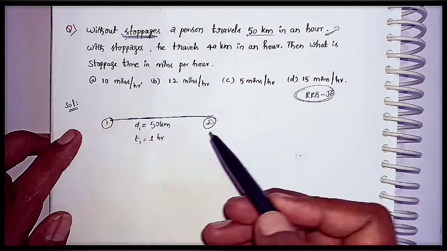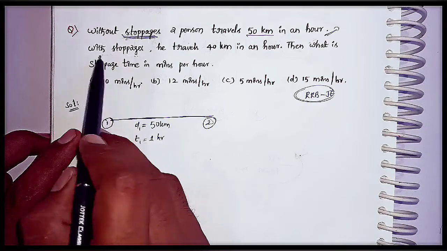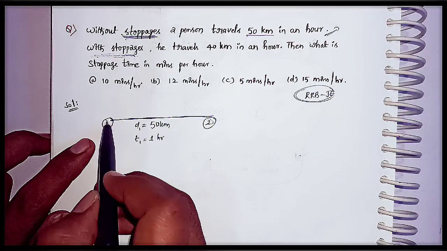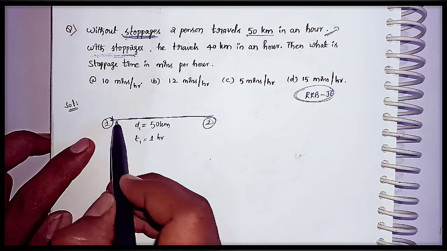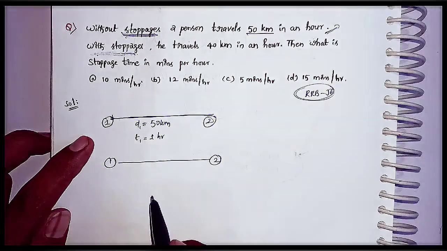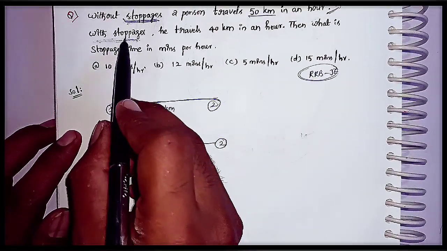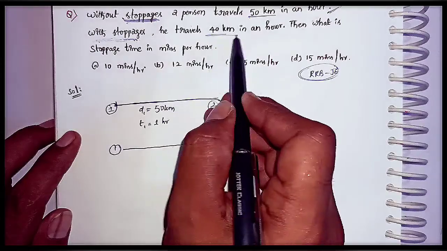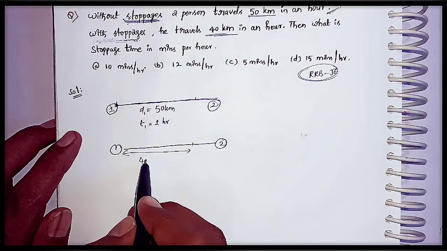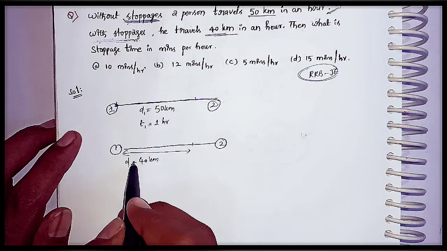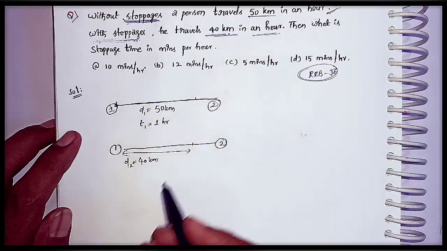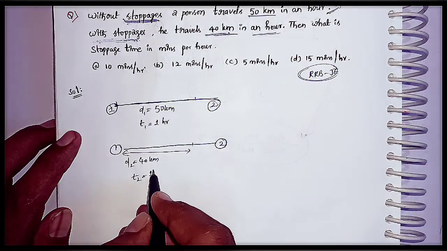Again, the second case, with stoppages. The same person is traveling from point 1 to 2. I will draw 1 to 2. With stoppages, he travels 40 kilometers. That means let us consider up to here 40 kilometers. Let us consider this is 40 kilometers distance d2. He traveled 40 kilometers in an hour, that is time t2 is equal to 1 hour.